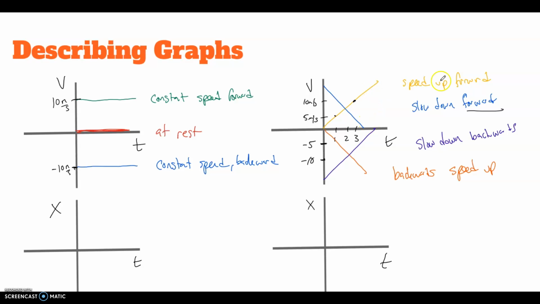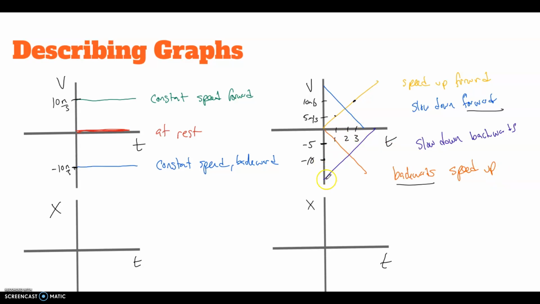Again, this line is positive, so it's going to be going forward as well. So this is speeding up going forward, the blue line is slowing down going forward. Below the axis, we know both of these have to be negative, which means the objects are going backwards because it's below the x-axis, below the time axis. For the orange line, we're starting at 0 velocity, getting more and more negative, so the object is going backwards and it's speeding up in that time.